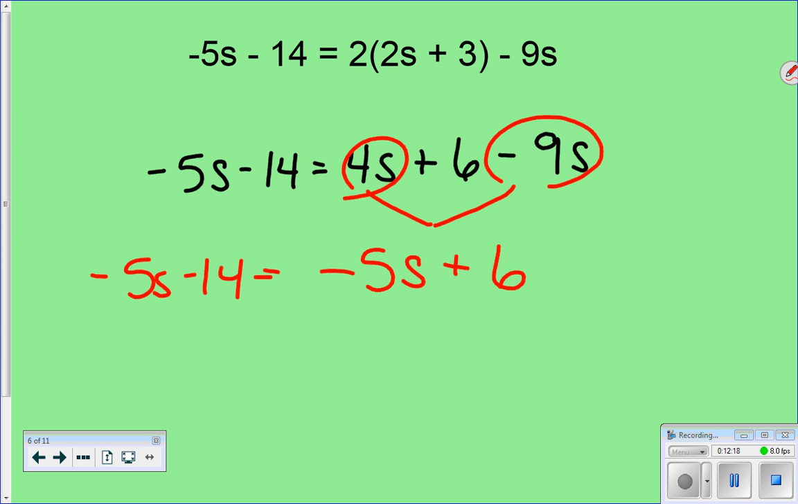Sure, you can do that. If you'd rather have that, that's fine. I like to put my variable first, but you could also do that too, Carly. All right, so now what do you think I should do? Let's add 5s on both sides, because I got to get rid of one side, right?